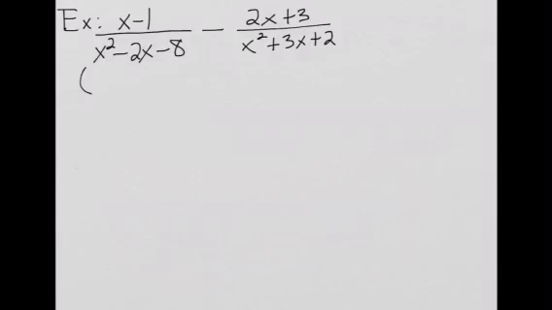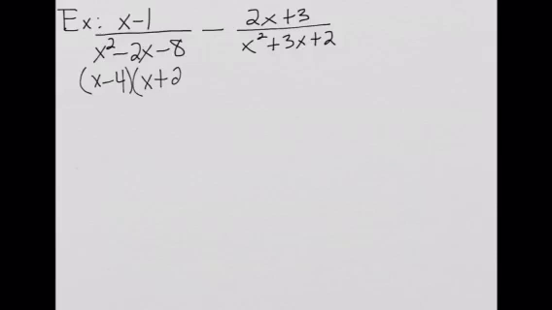And so x squared minus 2x minus 8, well, we need two numbers that multiply to give me negative 8, but then add to give me negative 2. So that's x minus 4 and x plus 2. And then we factor the second one. We get two numbers that multiply to give me 2, but then add to give me 3. So that's x plus 1 and x plus 2. And so those are my factors for that one.